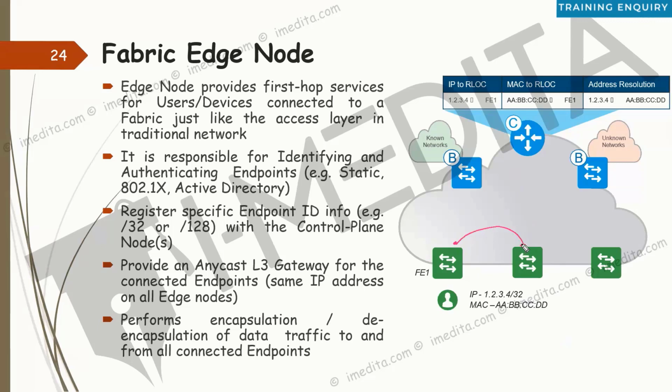and send the traffic towards fabric edge node number 2. Here it will be decapsulated and sent towards the end user. The same process will repeat in the reverse direction. Why is it encapsulating it? What extra information is it adding? VXLAN.